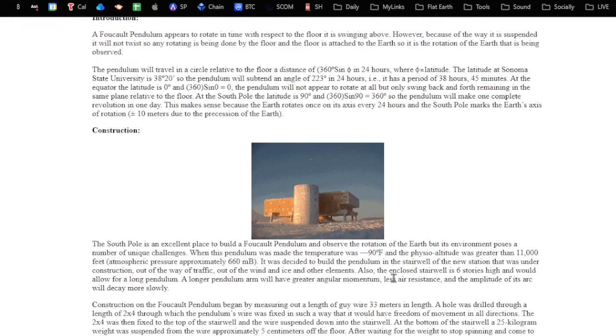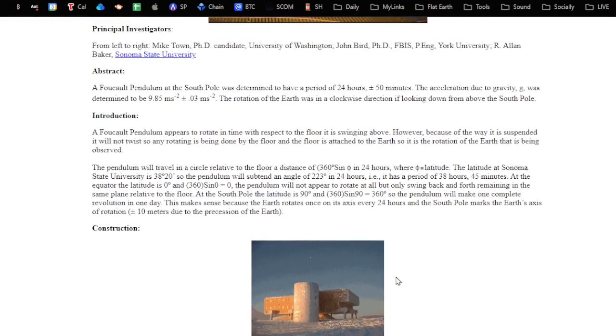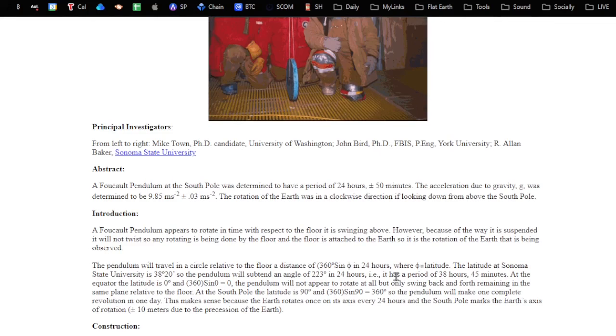So, first of all, this is them talking about, remember, again, these are scientists. They don't lie. They don't have any reason to lie. You guys are grifters, but these guys are on top of things. And it talks about the abstract: a Foucault's pendulum at the South Pole was determined to have a period of 24 hours plus or minus 50 minutes. The acceleration due to gravity was determined to be 9.85 meters per second.